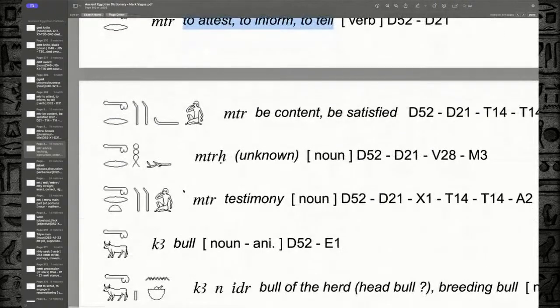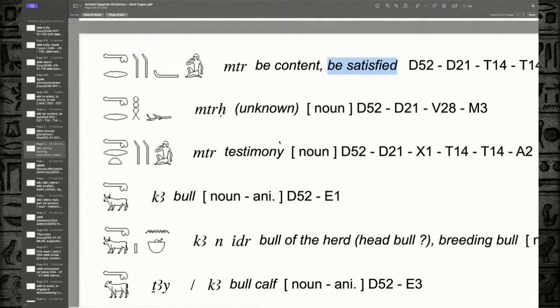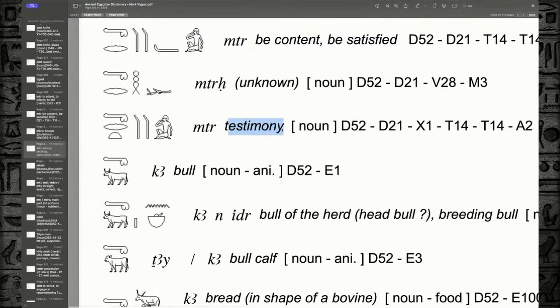And I can go down. Look at this one. Meter, to be content, to be satisfied. What's this trying to say? So a phallus and a mouth together means to be content and satisfied. You see how silly it could get. It could get real silly and raunchy at the same time. You could just make up stuff like, oh, to be satisfied, you have a phallus in the mouth. Okay, satisfaction. Oh, I see what the Egyptians are trying to say. Testimony, same thing.